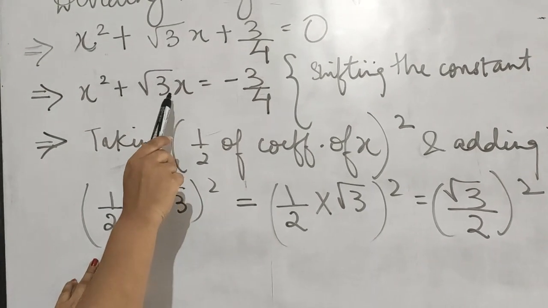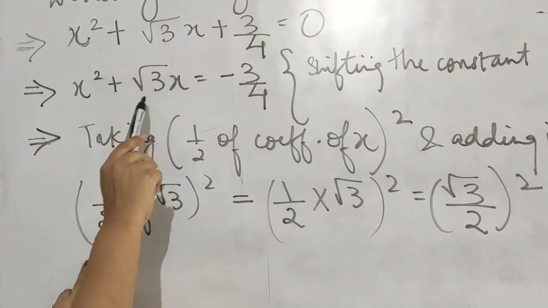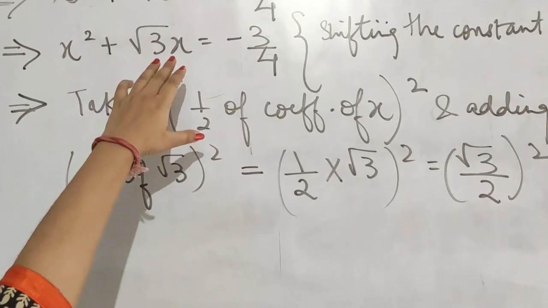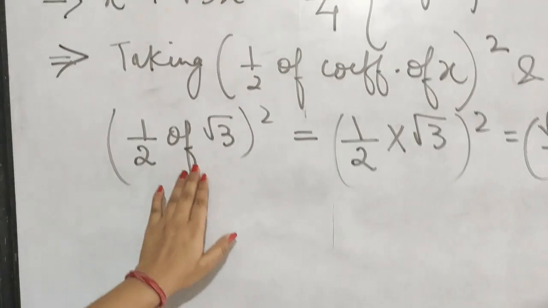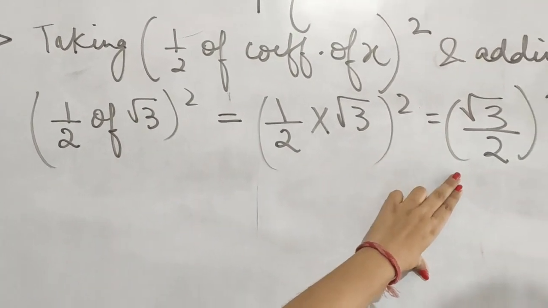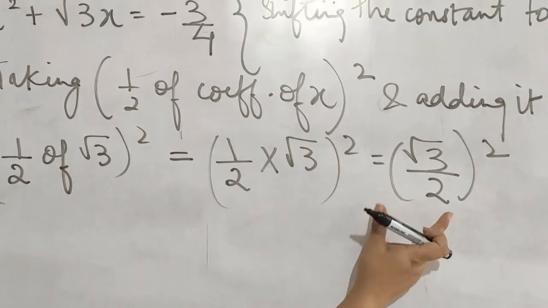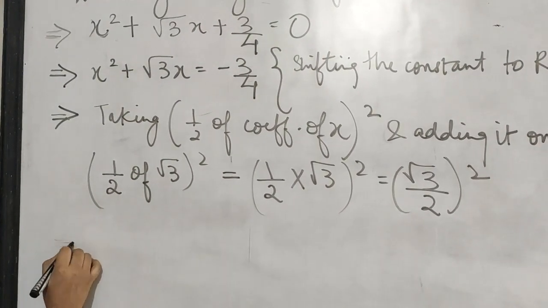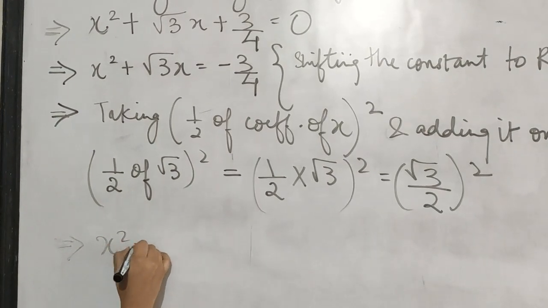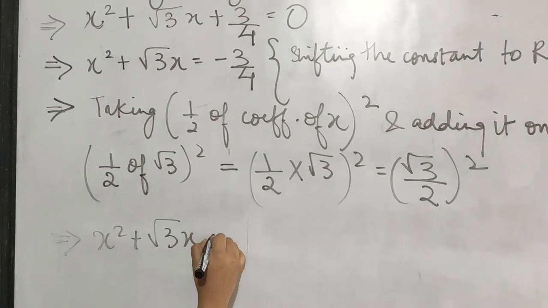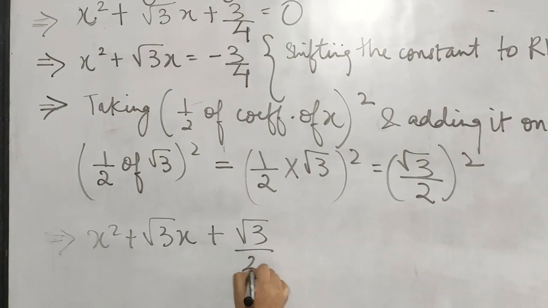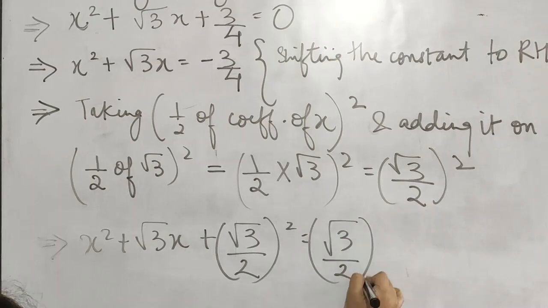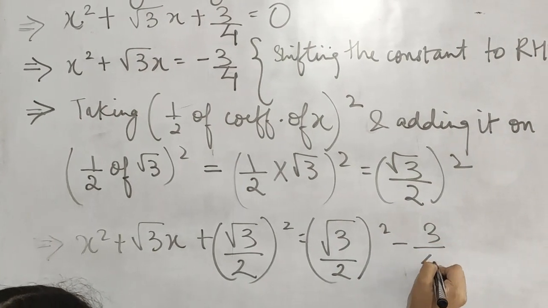So what is the coefficient of x over here? It is root 3. So coefficient of x is root 3, half of root 3 will give you root 3 upon 2 whole square. Now this root 3 upon 2 whole square we are going to add in this equation. So it will be x square plus root 3x plus (root 3 by 2) whole square equals to (root 3 by 2) whole square minus 3 upon 4.